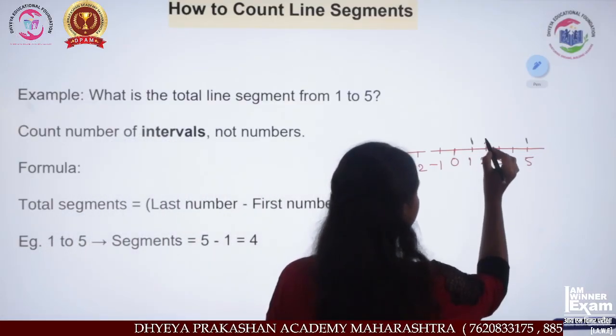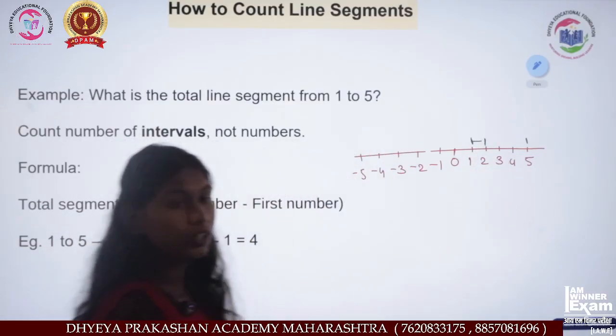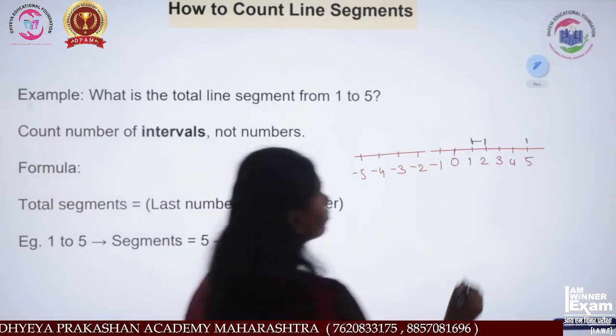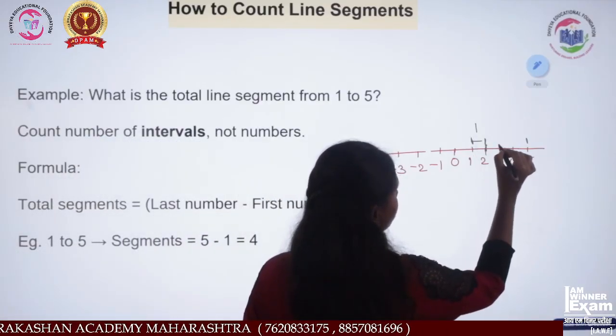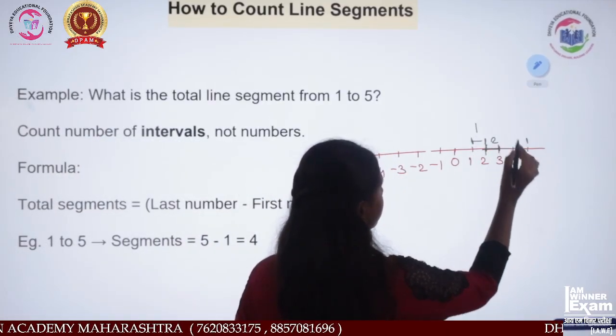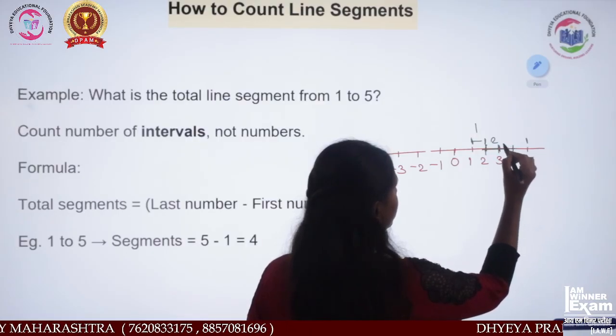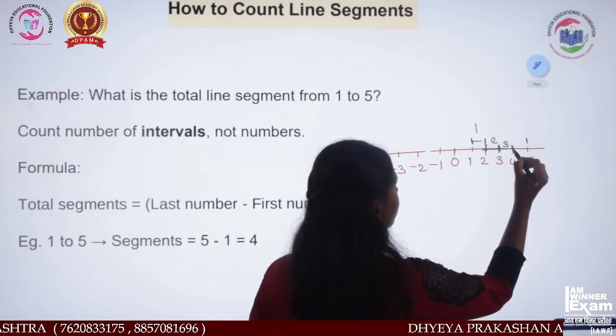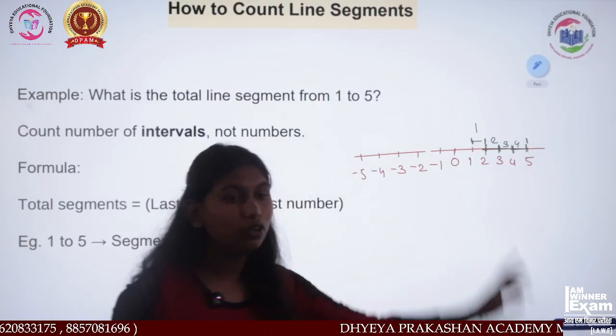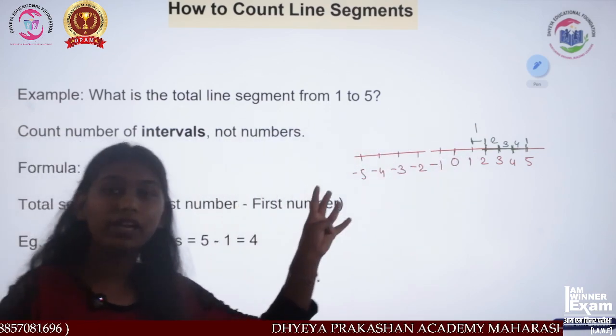This, up to this, will be one segment. From 2 to 3 it is the second. From 3 to 4 it is the third. And 4 to 5 it is the fourth. So there are a total of 4 line segments. How many line segments?